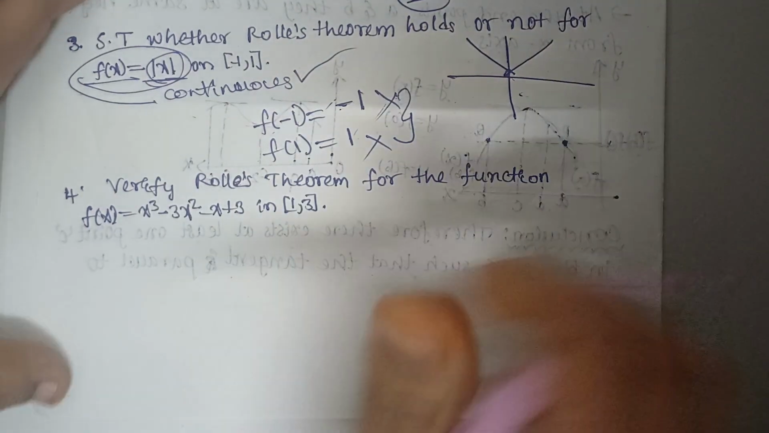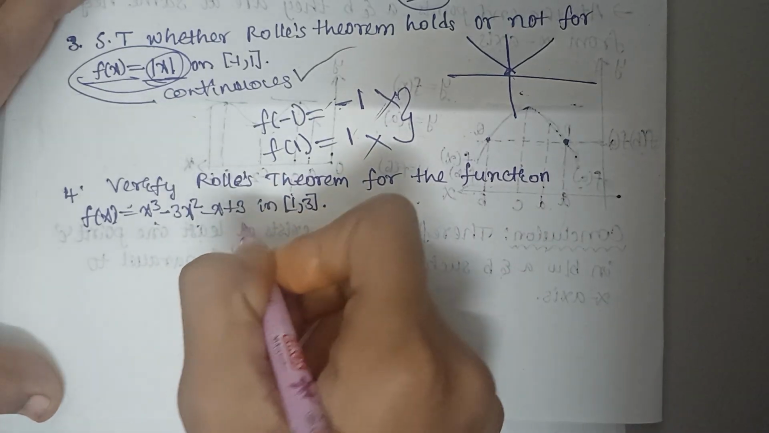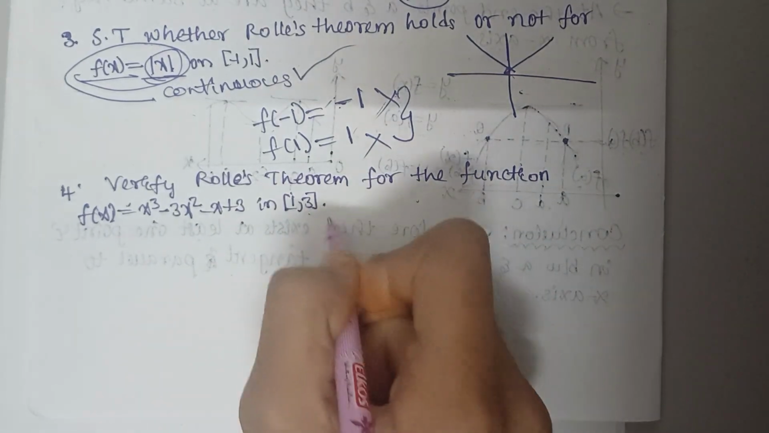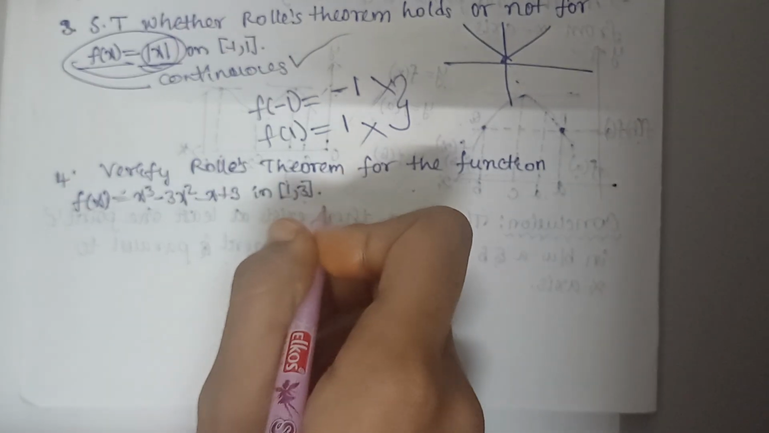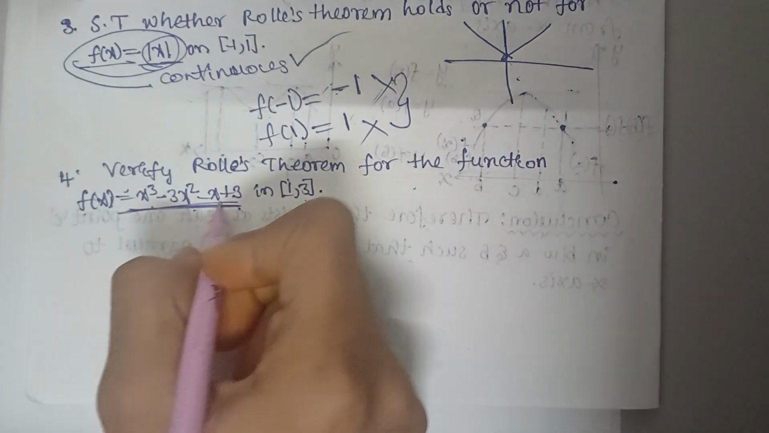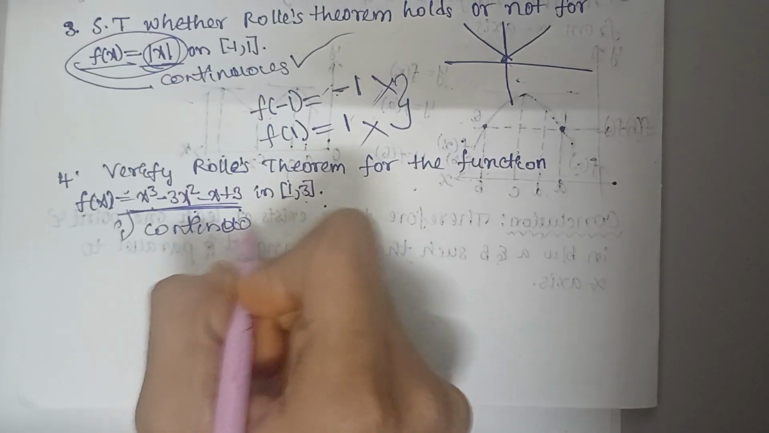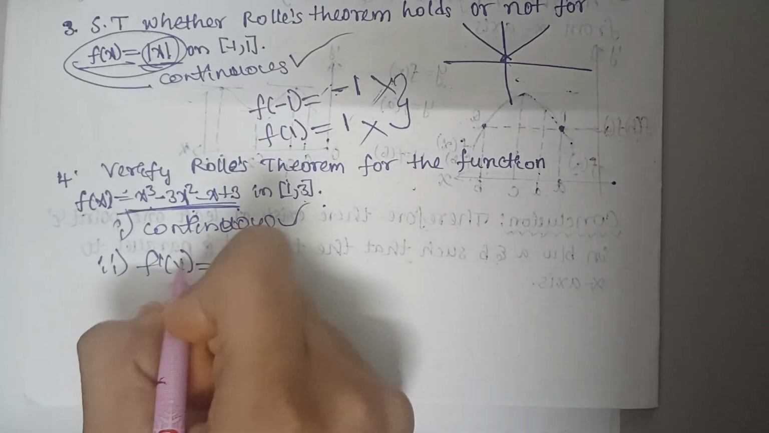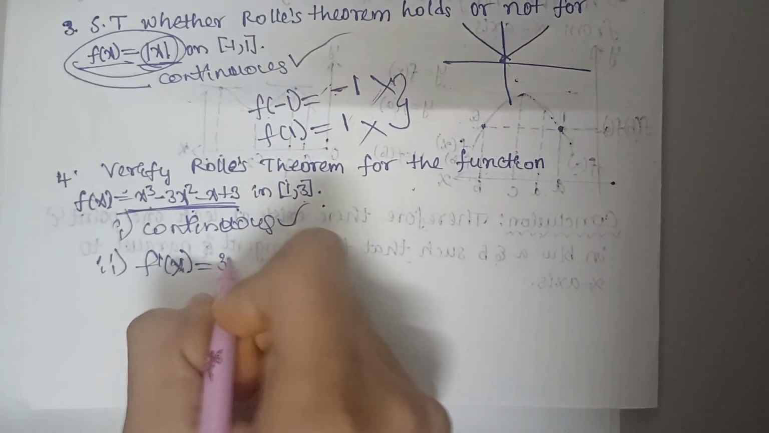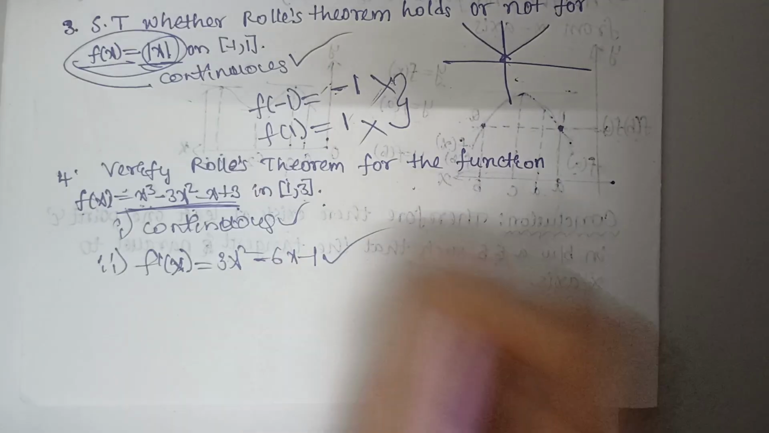Okay, and now this is another question. Verify Rolle's theorem for the function f of x is equal to x cube minus 3x square minus x plus 3 in the interval 1 comma 3. This is also the same as how you did previously. Since you know that this is a polynomial function, it is continuous. That means our first property is getting satisfied, and our second property is to find f dash of x, whether it is differentiable or not. See, it is 3x square minus 6x minus 1. That means it is also differentiable.